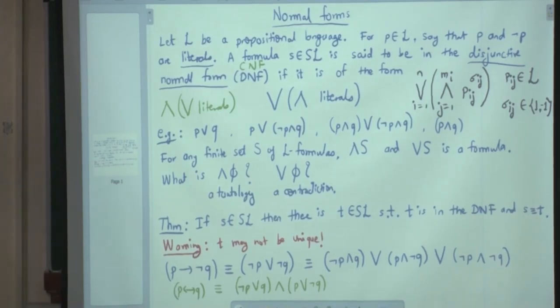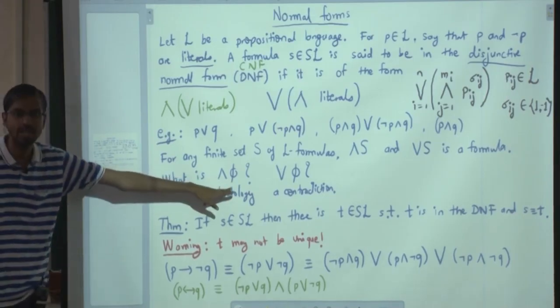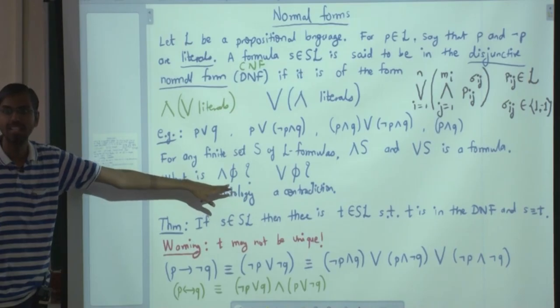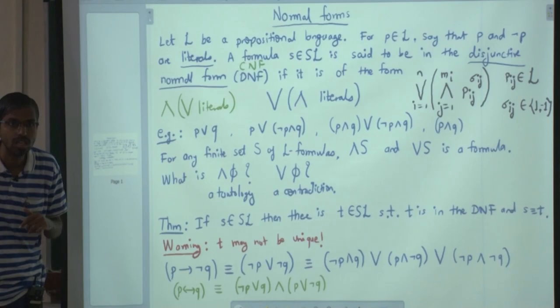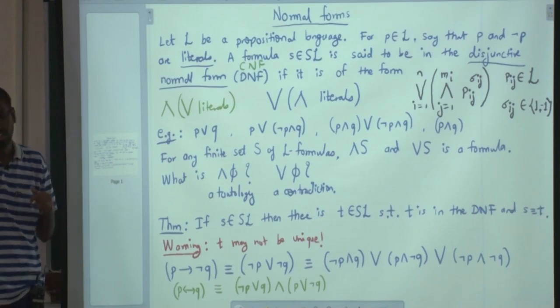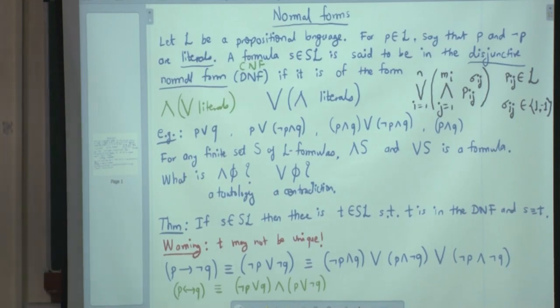So for a tautology, how do we express it in a CNF? It is conjunction of empty set, and the contradiction is conjunction of all coatoms. Okay. Any questions? This is simple.